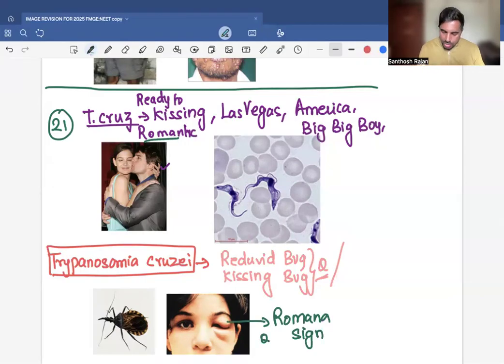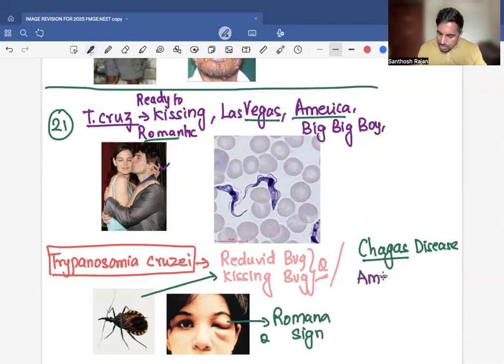Now, why did we talk about this? This is the kissing bug or the red bug. Looks ugly, but it's called kissing bug. Okay, Romana sign. Now, why did I say Las Vegas? Because the disease name is called Chagas disease. Chagas or Chagoma, whatever comes, Chagas, you'd make it as a Vegas. Vegas and Chagas look very similar. Easy.